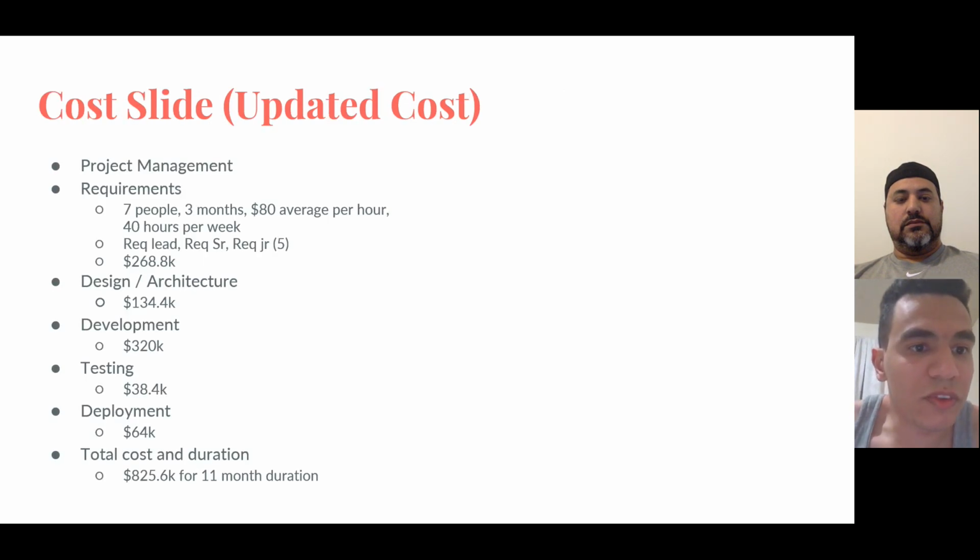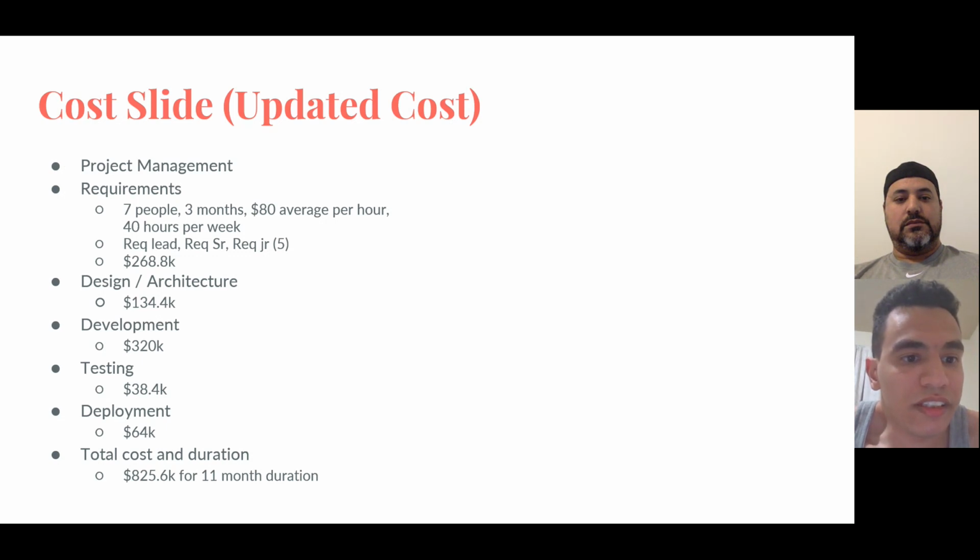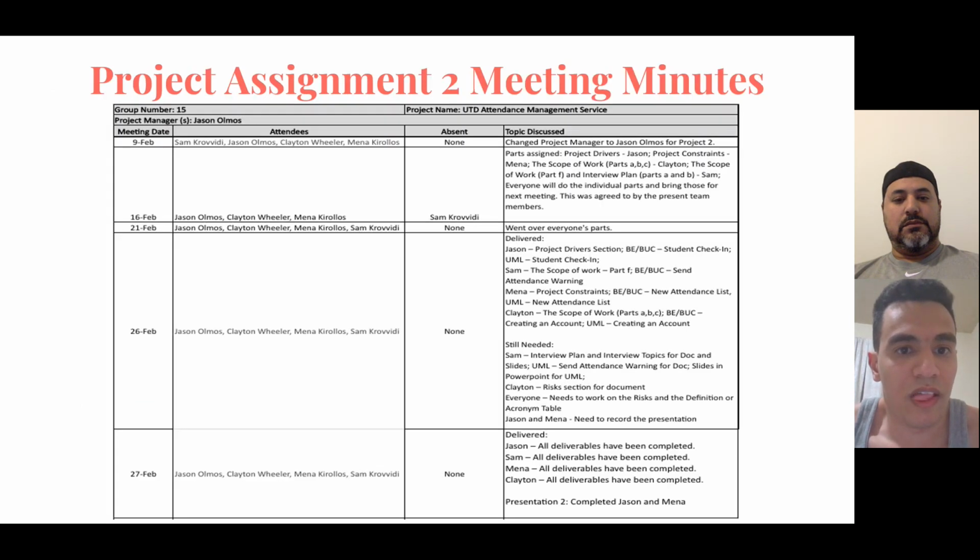So, the cost slide. Project management was required; it took 7 people, 3 months, at 80 dollars average per hour, 40 hours per week. Design architecture took 1,034,000. Development 320K. Testing 38.4K. Deployment 64K. And the total cost and duration was 825.6K for an 11 month duration.